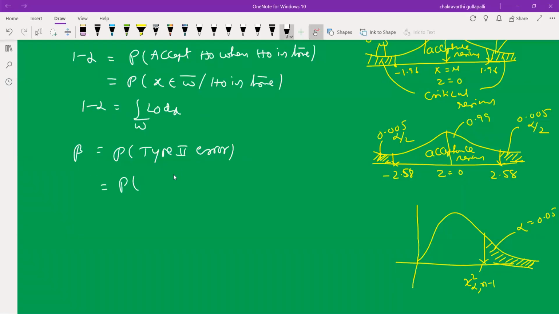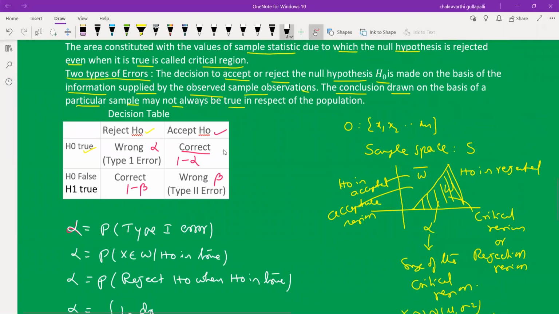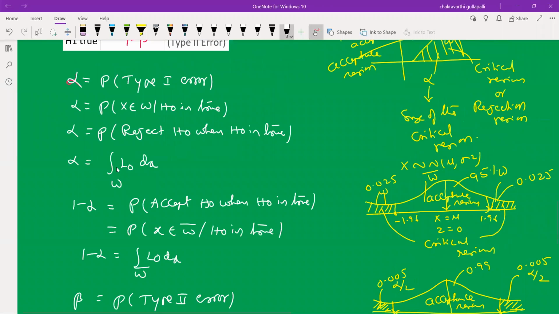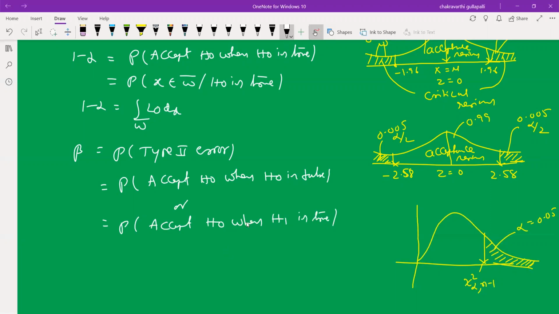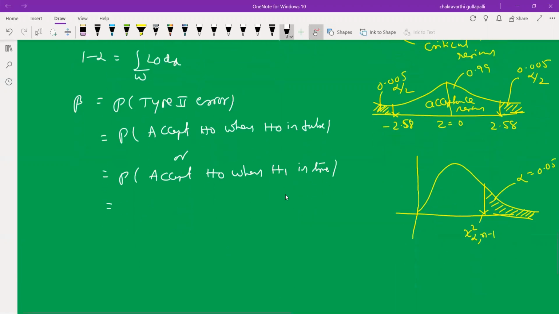Now, the probability of type 2 error. What does type 2 error mean here? Accept H naught when H naught is false, or accept H naught when H1 is true. We prefer the second one, not the first one. So H naught is true, accept H naught; H1 is true, accept H naught. In this notation, the statistic or sample observation belongs to W bar under H1 is true.